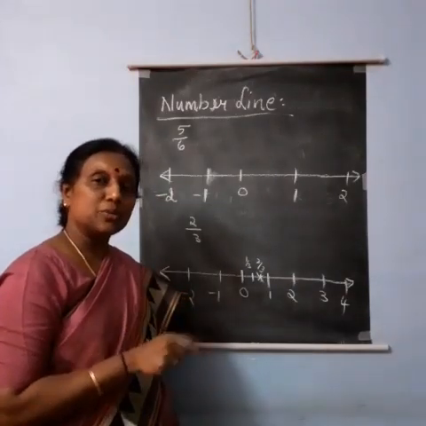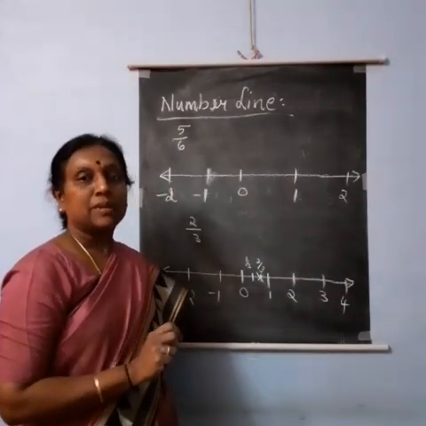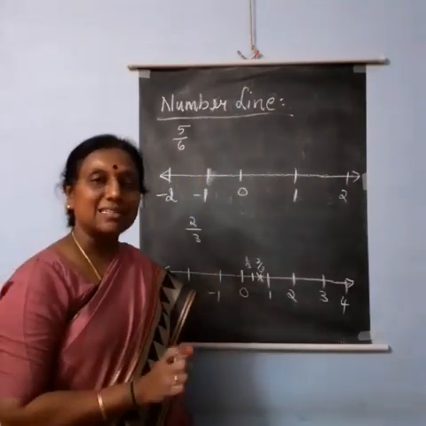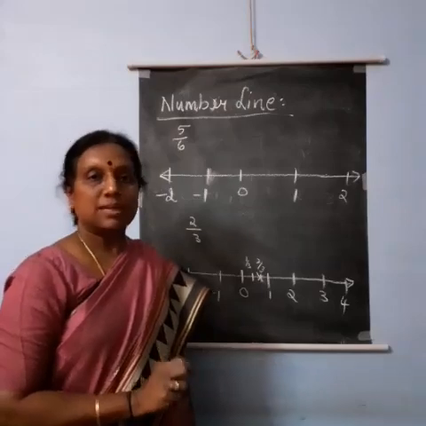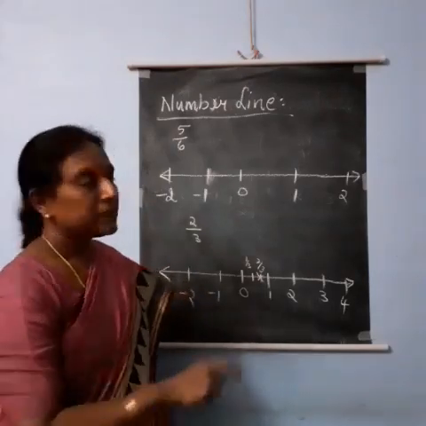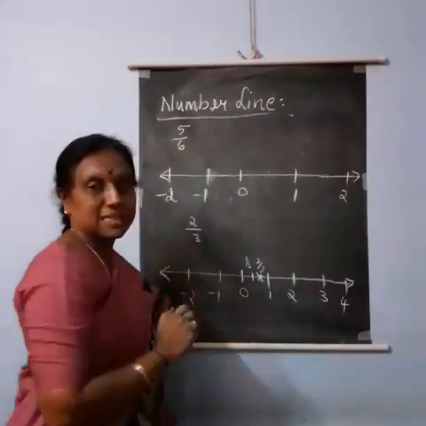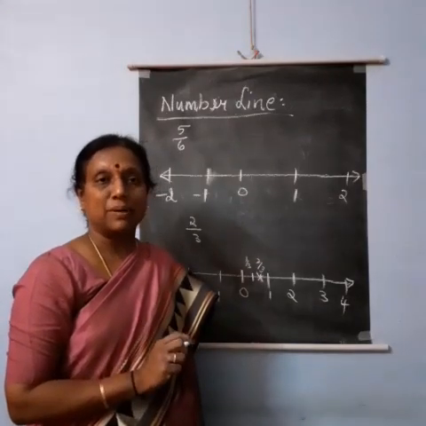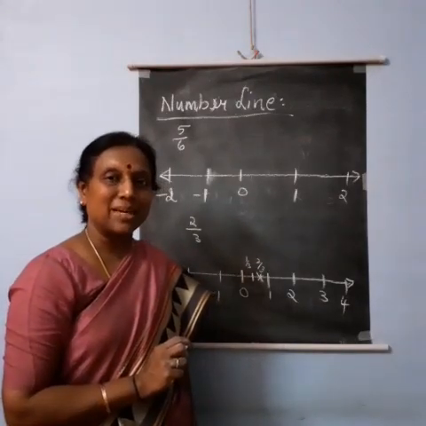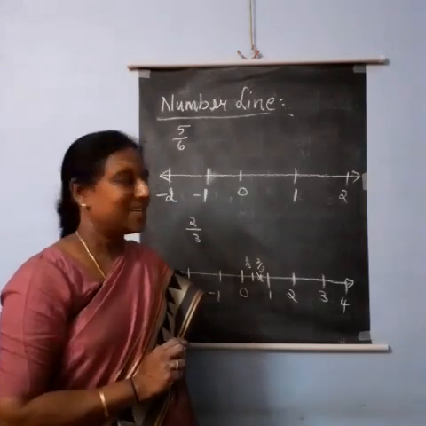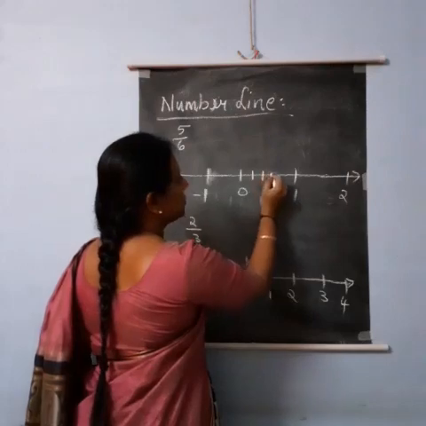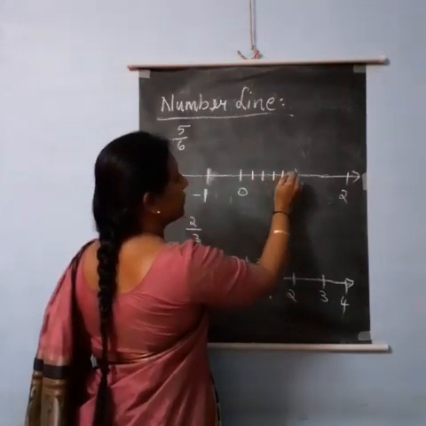So when it is going to be between 0 and 1, we have to see the denominator and accordingly divide that 0 and 1 part into that many parts required. Here we have to divide it into 6 equal parts. When we are going to divide it into 6 equal parts, how many cuts should I make? 5. Good. So we will go on to 1, 2, 3, 4, 5.